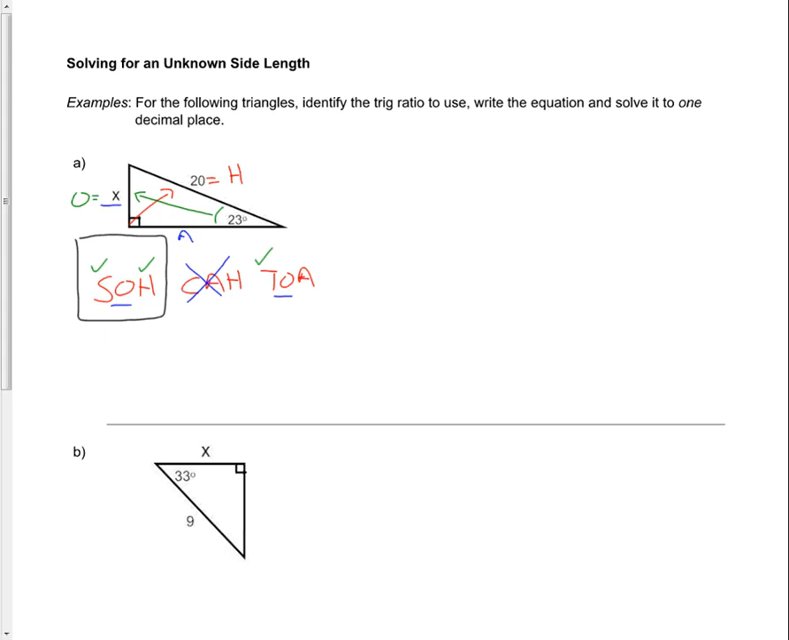So what I'm going to do now is actually write out. I know that sine of an angle, so sine of any angle, is equal to the opposite divided by the hypotenuse.